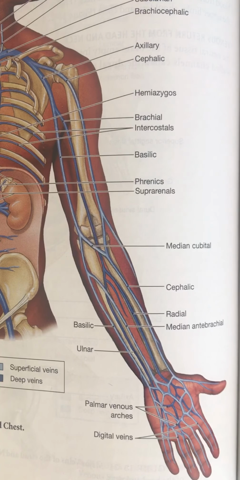Okay, so what we're going to talk about now are the veins of the upper extremity, and this gets pretty complicated, and that's why I have the picture in here. We're also going to draw these.